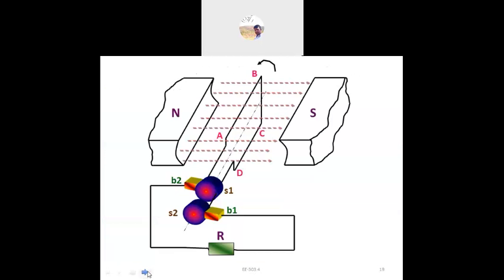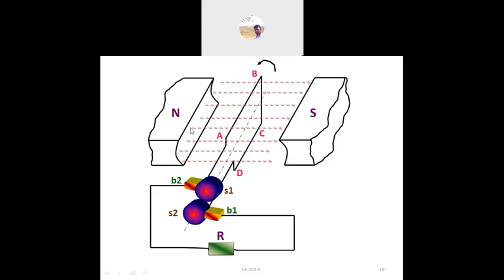Here is the north pole and south pole. These are the slip rings, which are connected with the brushes, and here is the resistor. Here we placed the wire, a copper coil. You can see the ends A, B, C, D, and here S1, S2, the resistor, and the north pole to south pole are placed.